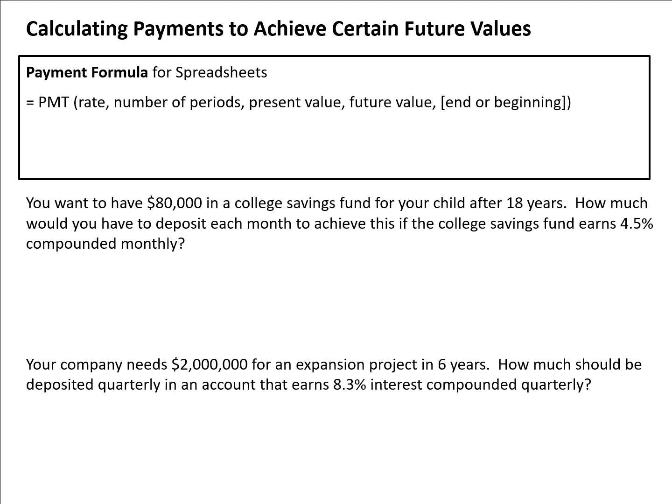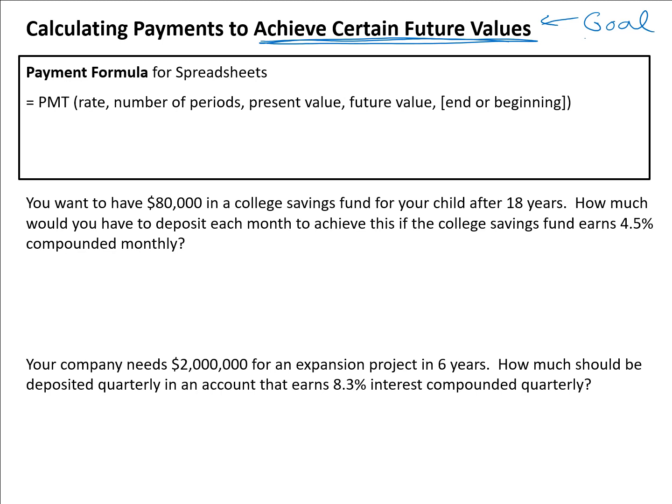In our next few examples, we'll switch things around. Let's say we need to figure out how much to make or deposit regularly into an account in order to achieve certain future values. So maybe you have some goals that you want to achieve for something in the future, whether it's retirement or sending your child to college, or if you're a company, maybe you have a project you have in mind in the future.